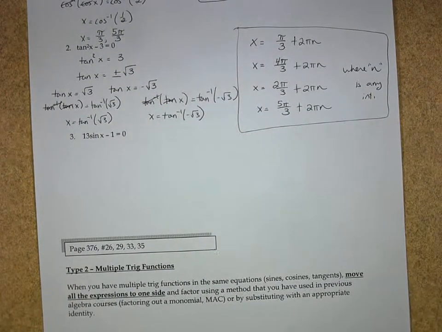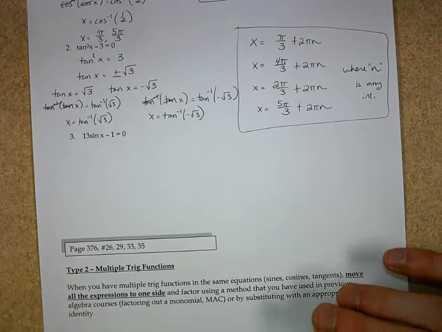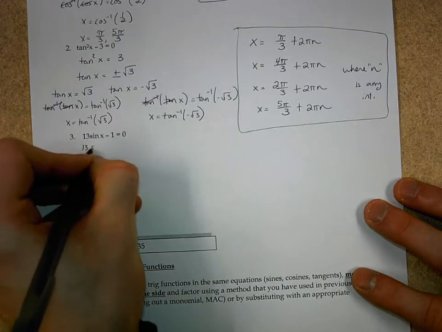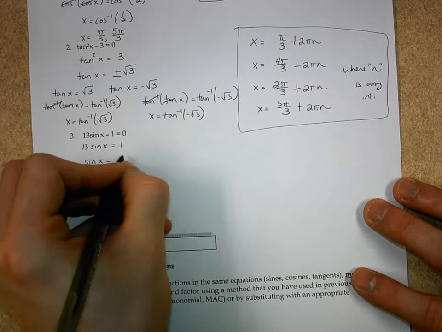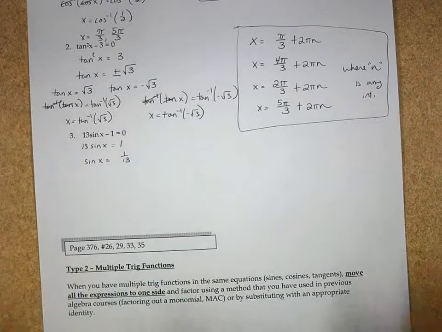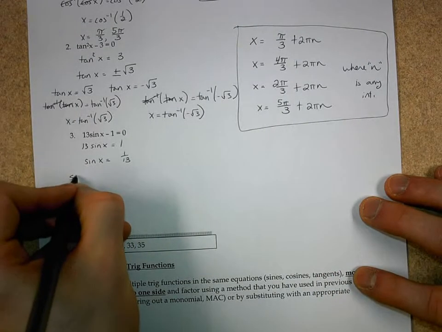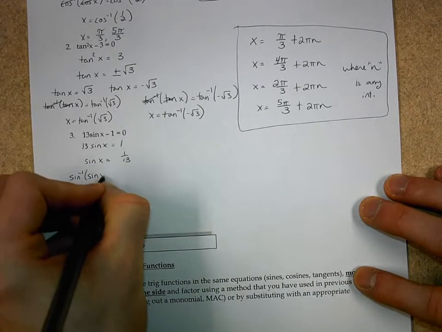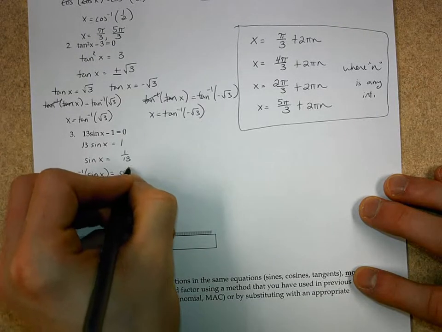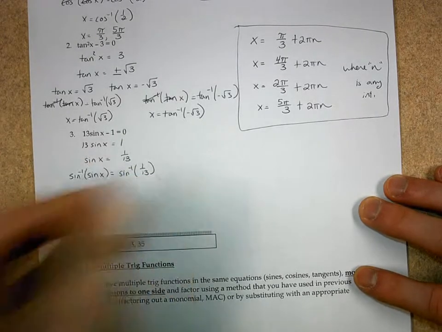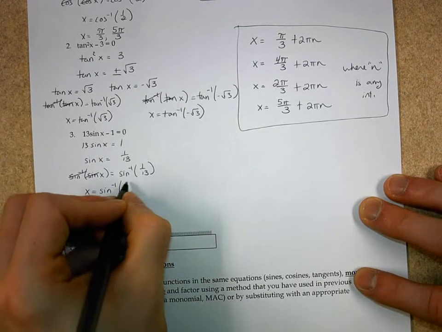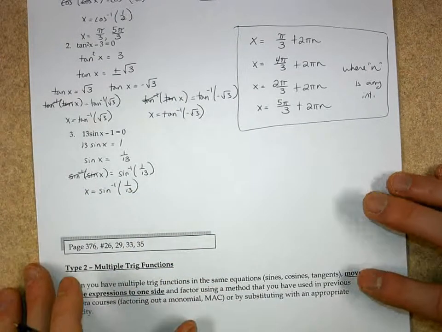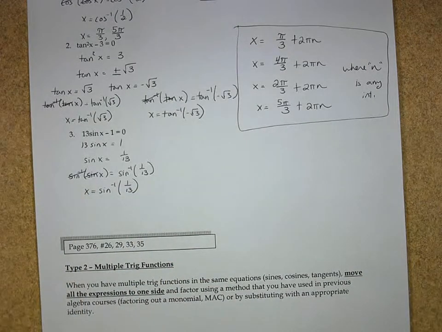The last example, 13 sine of x minus 1 equals 0. We'll start by adding the 1 to both sides. Divide by 13. So I've got the sine of x is equal to 1/13. Take the sine inverse to both sides. So sine inverse and sine cancel. So x is equal to the sine inverse of 1/13.